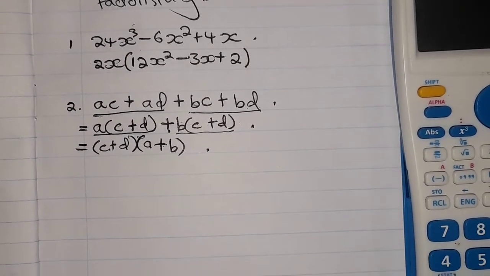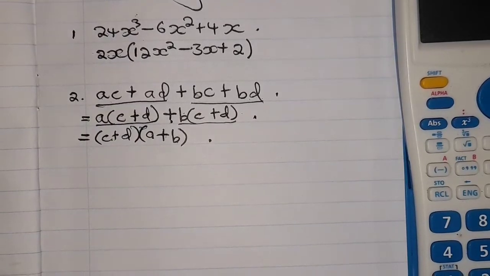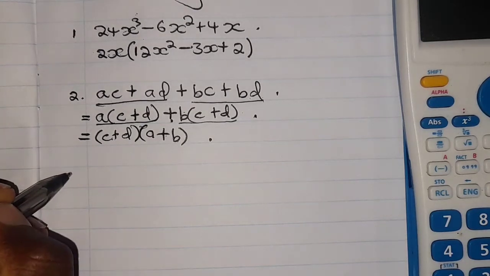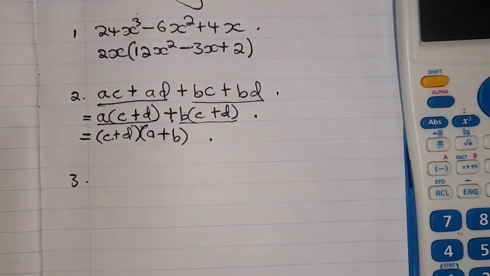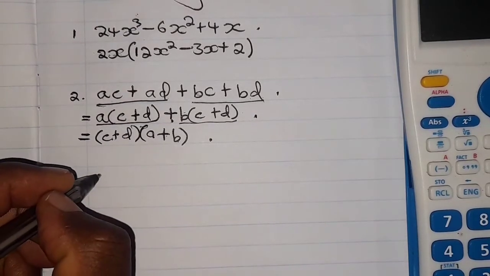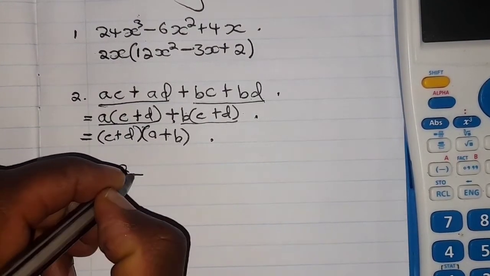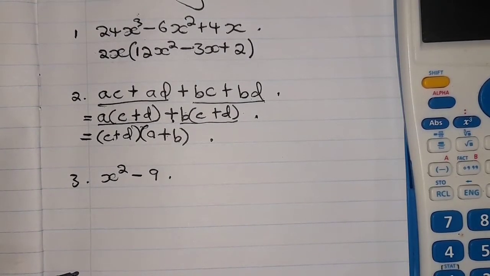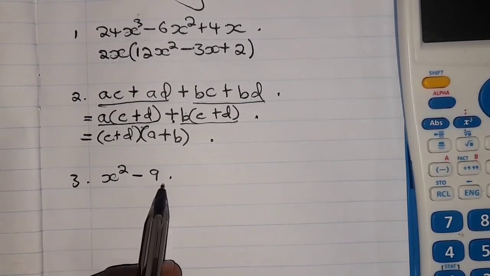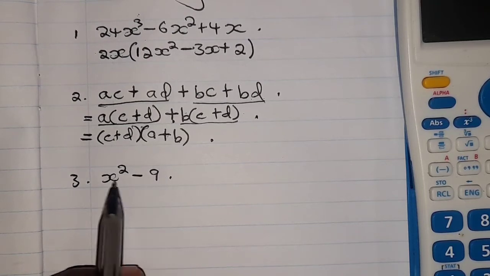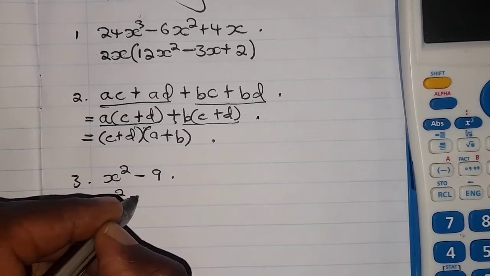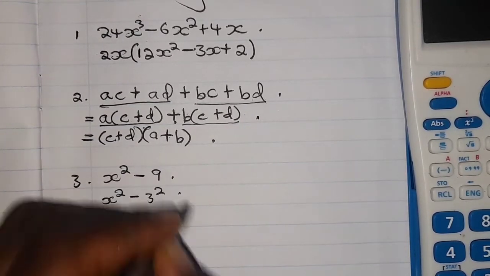Now let me go to the next expression. The next expression is number 3. I have x squared minus 9. This expression has a special name. The special name comes from this is x squared and this is minus 3 squared.